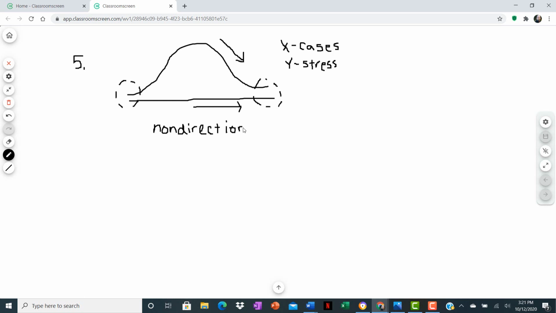By contrast, when we were looking at that example above, this is actually directional, isn't it? Because we're expecting as cases rise, stress to rise, so they're staying over here. We're pointing both at the high end of the normal distribution. So we're going to call this directional. Which makes sense.